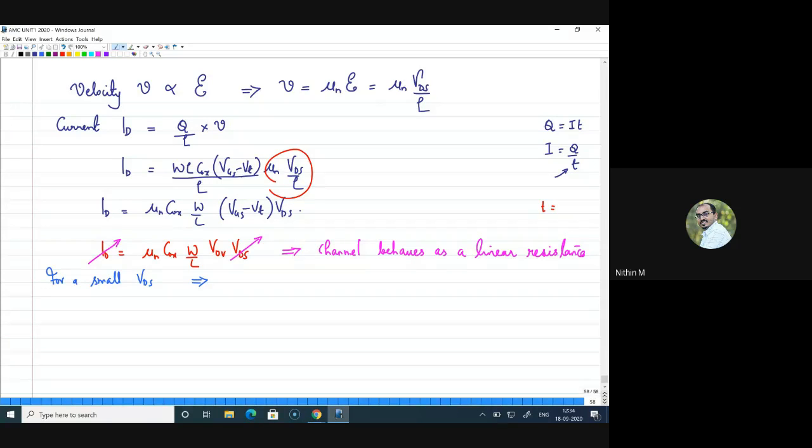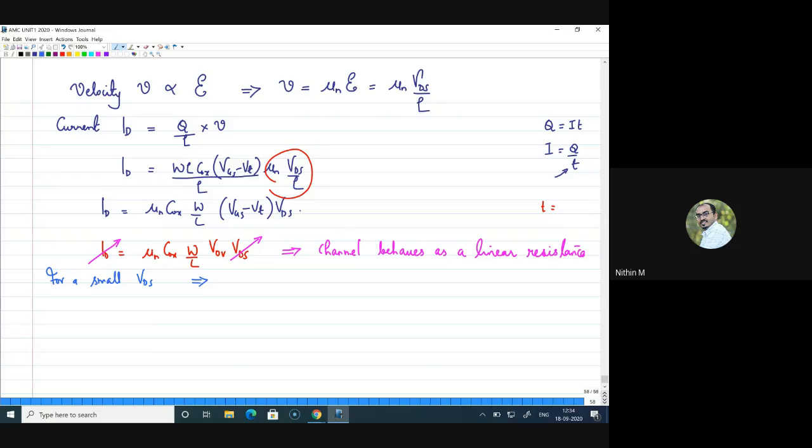That resistance is in fact controlled by another voltage. Let us see what. So I hope this is clear. If I am varying VDS in small increments, I will also get an incremental change in ID. If I change VDS by a small quantity, ID also will vary. Since that variation looks linear through this relation, I have written here that the channel behaves as a linear resistor.